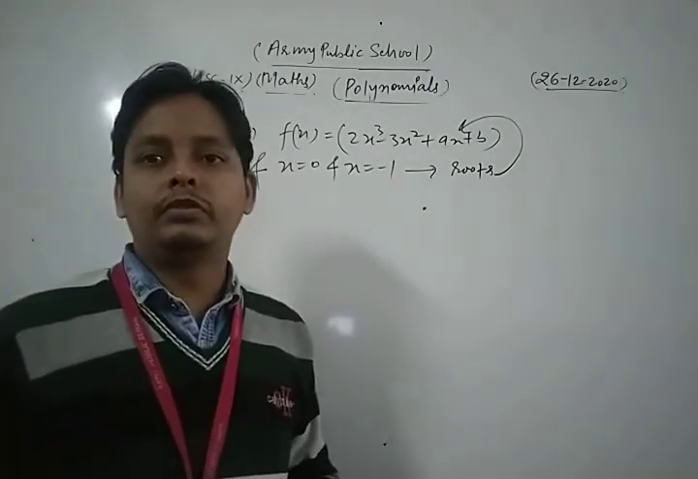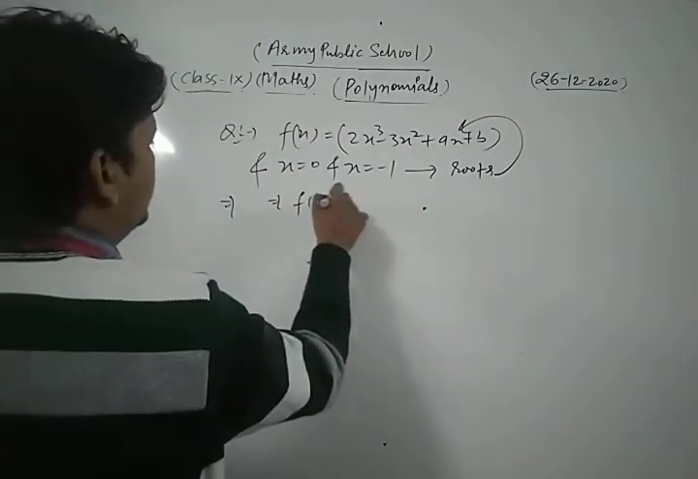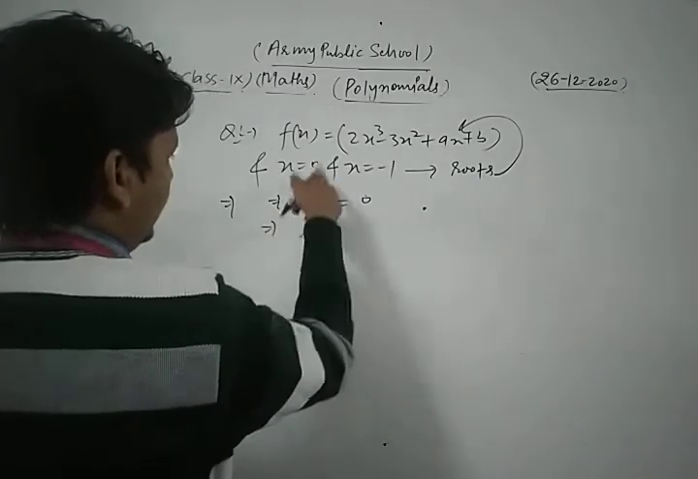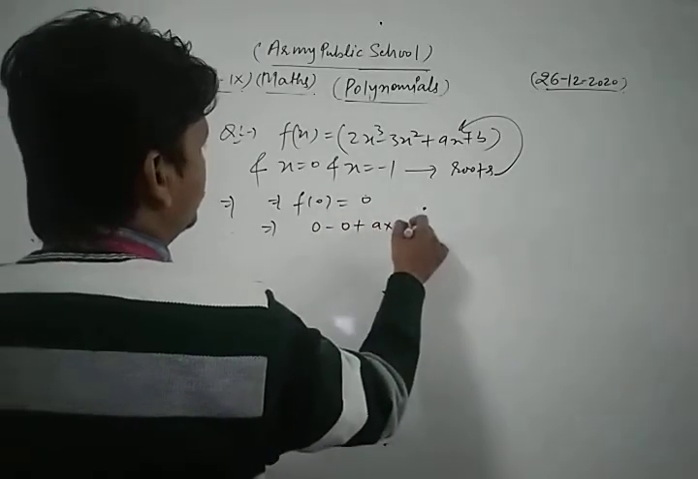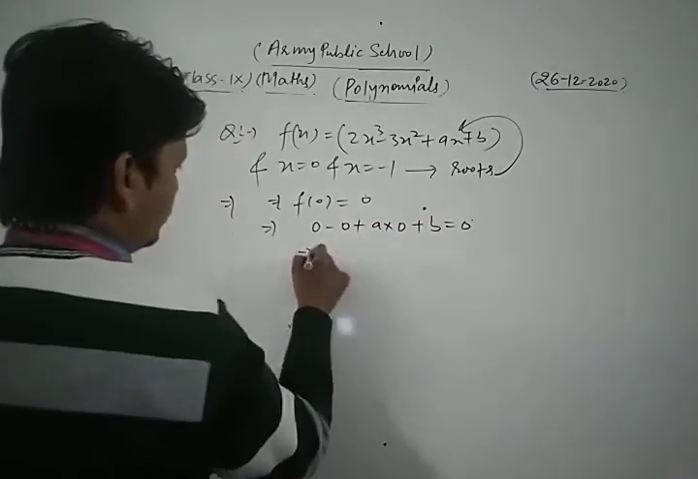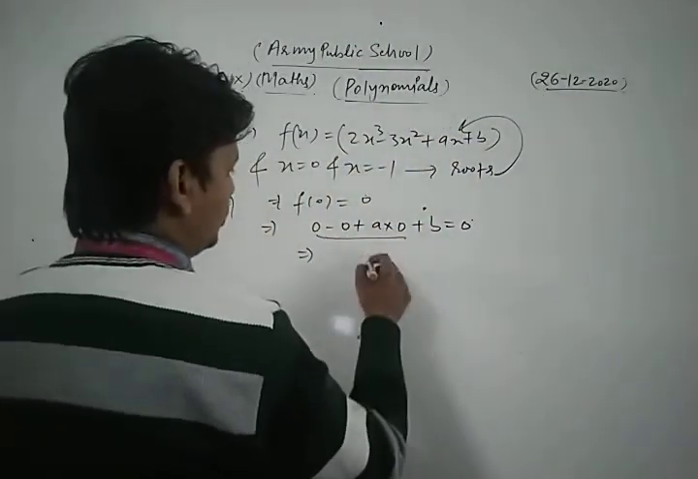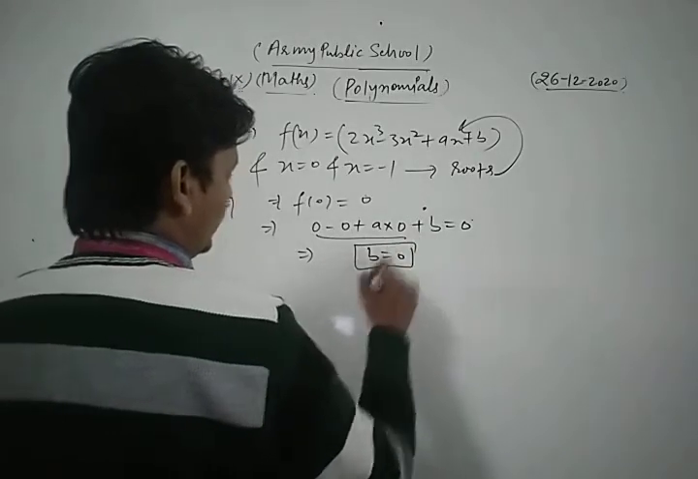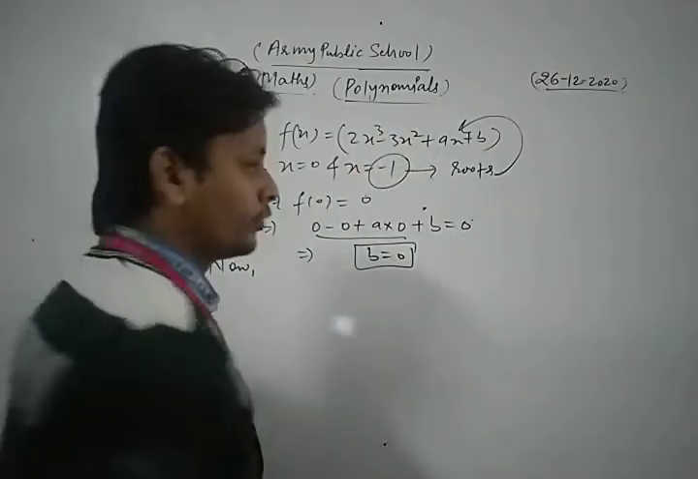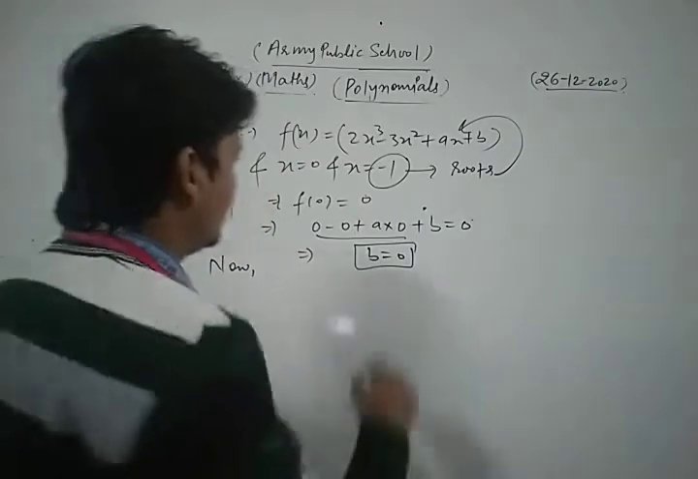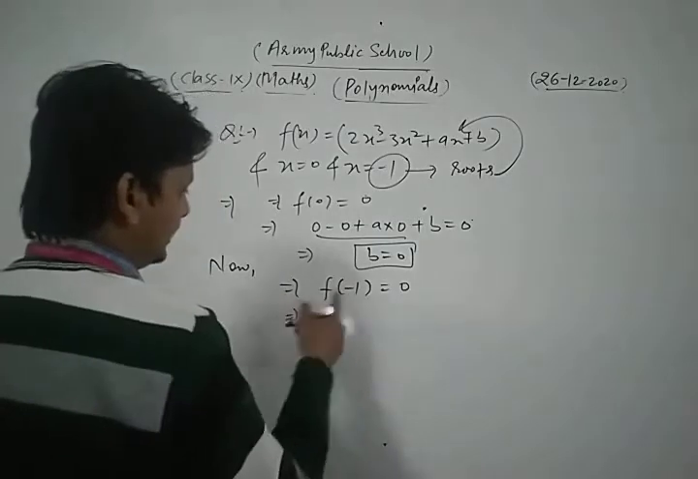So from there we form two equations. Now apply the first condition, so we get f of 0 becomes equal to 0. Thus we replace x by 0, so we get 0 minus 0 plus a into 0 plus b is equal to 0. In that condition all terms are 0, so b is equal to 0. Now we apply the second condition: x is equal to minus 1 is also a root of the given equation. So again we apply that concept, that the value of the given polynomial at minus 1 is equal to 0.